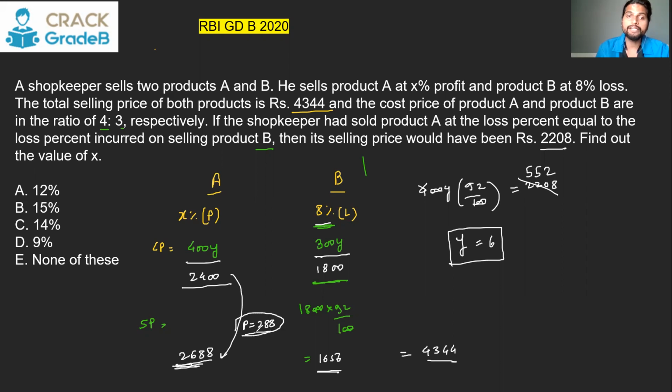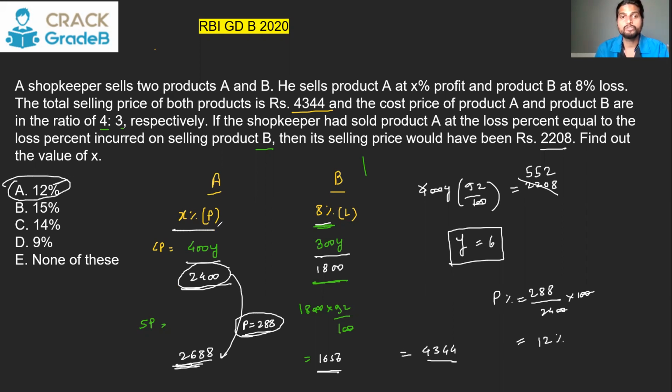So if 2400 worth of stuff he's selling for 2688, that means he is making profit of 288. So profit is 288, cost price is 2400. They are asking us what is profit percent. Profit percent is profit upon cost price into 100. 0, 0 gets cancelled. It is going to be 1 times and 2 times. So there is a 12% profit on A. So the value of X is going to be 12.